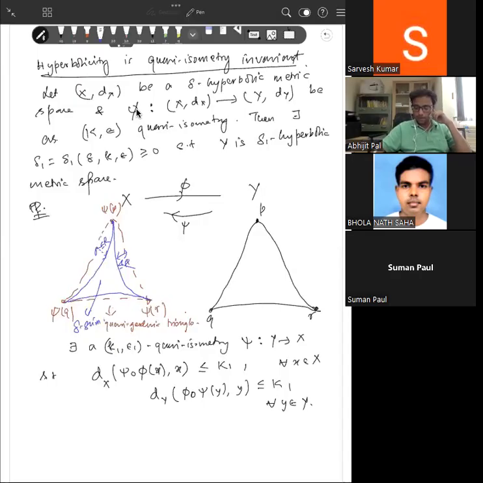And since psi is a quasi-isometry, we get that this triangle will be some delta 1 slim. So this proves that hyperbolicity is quasi-isometry invariant. Any doubt? Okay, so this proves that hyperbolicity is quasi-isometry invariant. So now this definition of a hyperbolic group is well defined. Let me come to that.